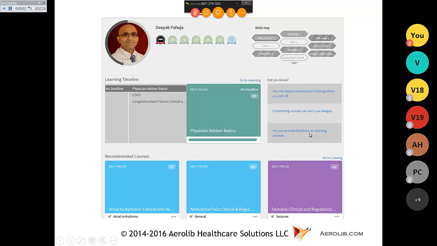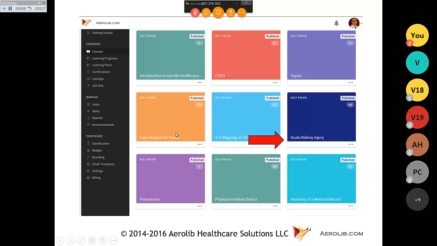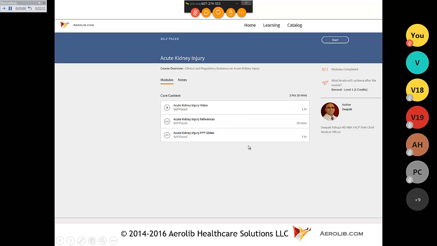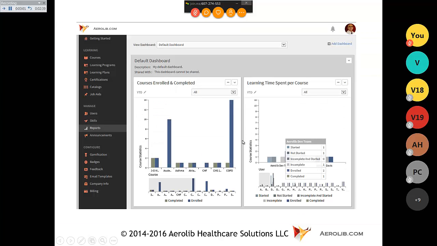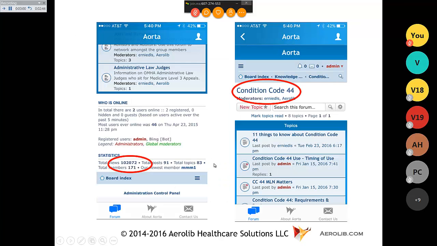Logging in will bring you to the learners page, where you can see a lot of the presentation topics. Choosing any, for example acute kidney injury, will open up another page where you'll have access to the video, the references, the PowerPoint slides. You can see what courses you've completed, how many minutes you've spent on them, and you can compare yourself with your colleagues.